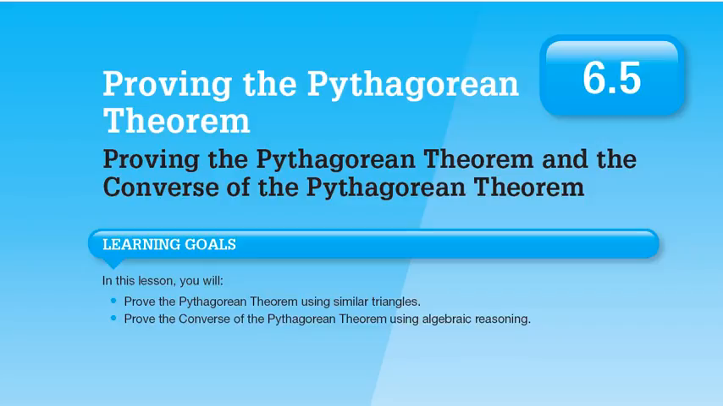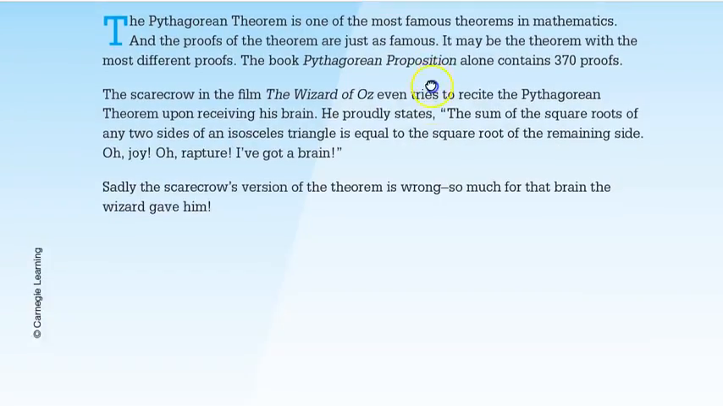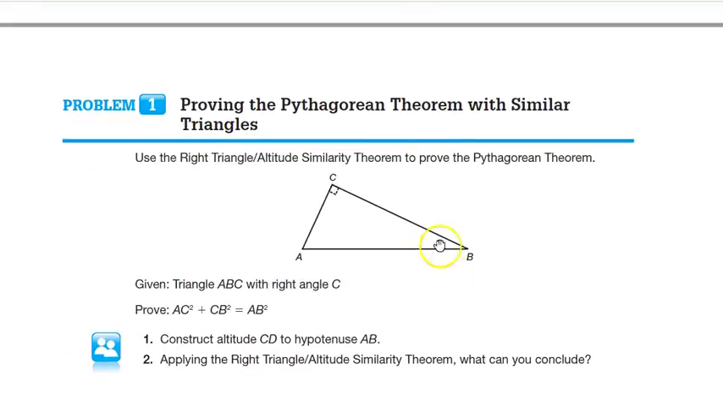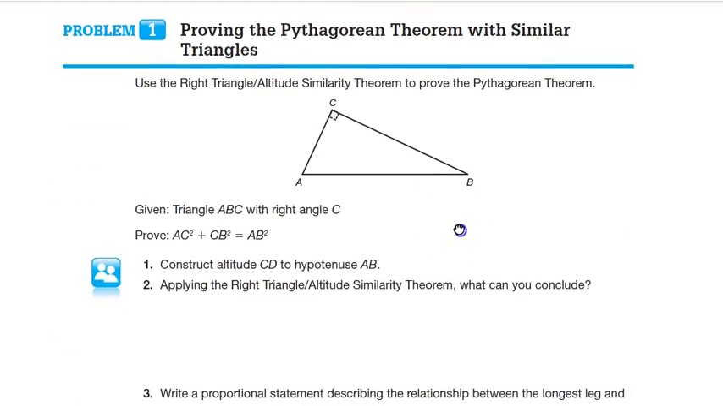Okay, so here in lesson 6.5, we've used the Pythagorean theorem forever. Now you're going to prove it. It's a pretty quick one, but there are two basic approaches that we're going to cover to prove it.